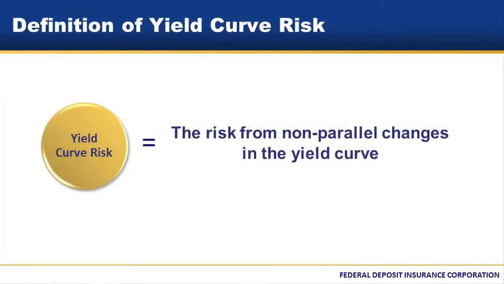The second type of interest rate risk we will discuss is yield curve risk. As we stated in the beginning of this presentation, yield curve risk is the risk arising from changes in the shape and slope of the yield curve as short and long-term rates move in different non-parallel ways. More succinctly, yield curve risk is the risk from changes in the shape of the yield curve. Let's look at an example.